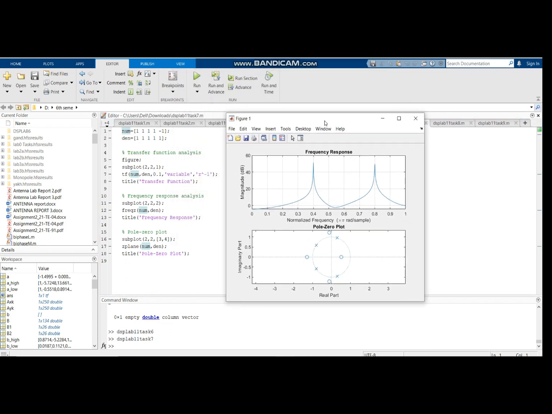Now we can see if a single pole exists on the boundary of the unit circle, the system becomes marginally stable. But if the poles are repeated on the unit circle circumference, then the system becomes unstable. So here in this plot, multiple poles are lying on the boundary of the unit circle, which represents the system is unstable.